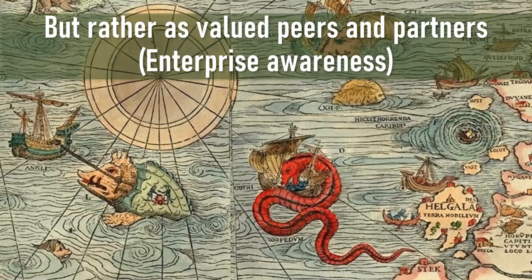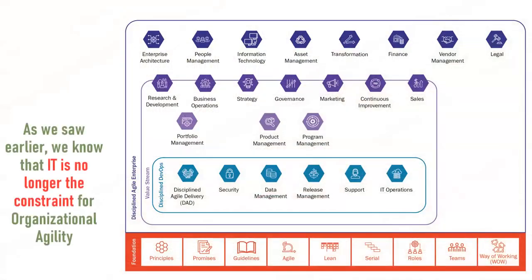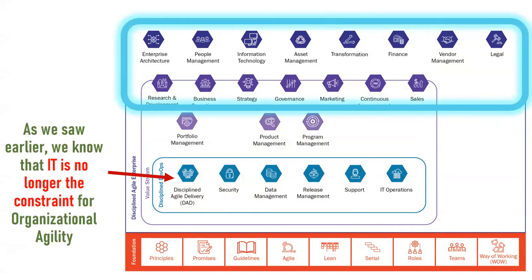These are valued peers and partners. They're team members. They're part of the DA idea of enterprise awareness. Make sure that we treat these people as valued peers and partners. So we saw, right, that Agile is no longer the constraint for organizational agility.